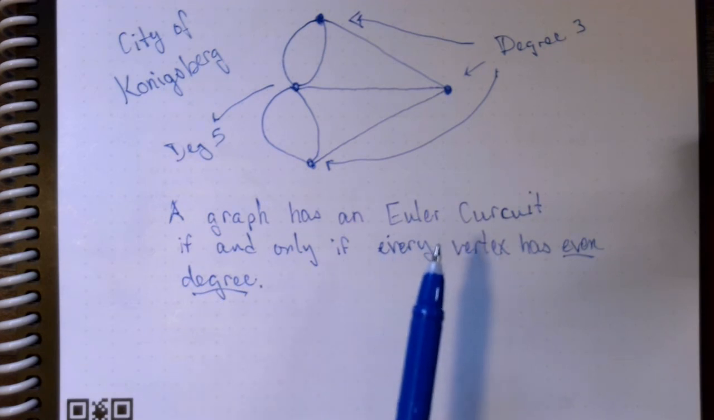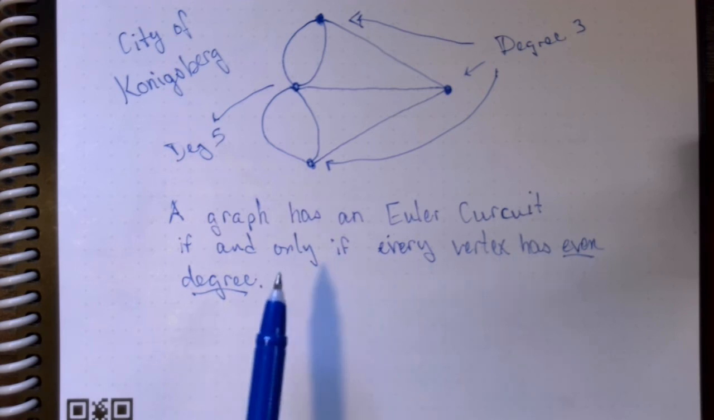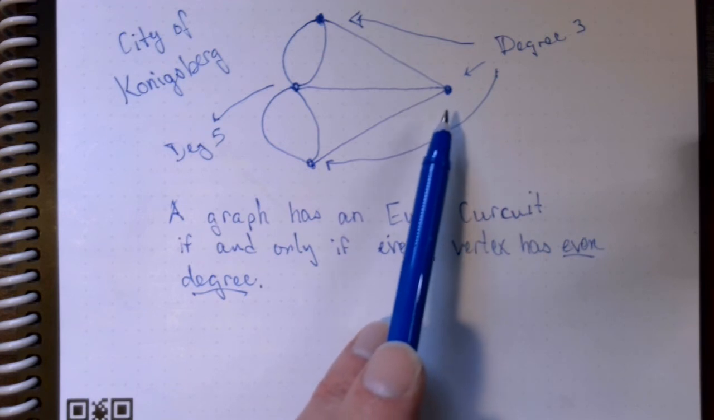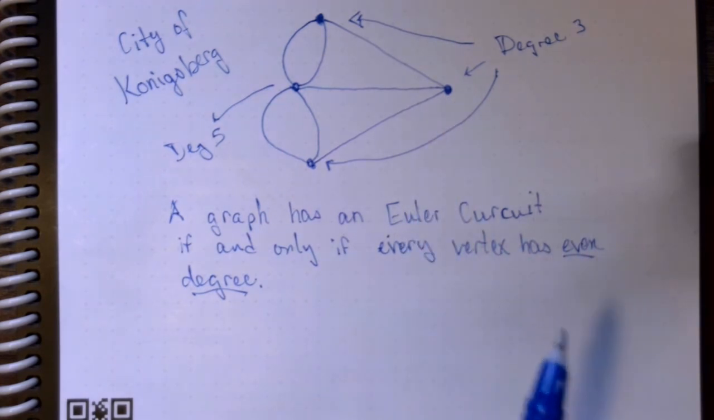So to have an Euler circuit, the key is every vertex has to be even degree. And remember that the degree is equal to the number of edges coming into the vertex.